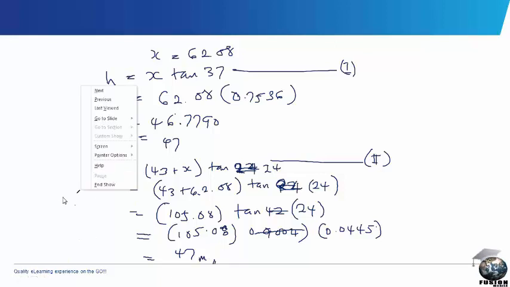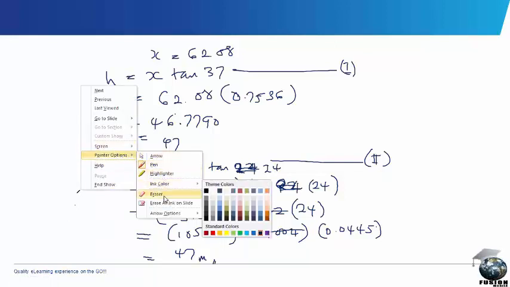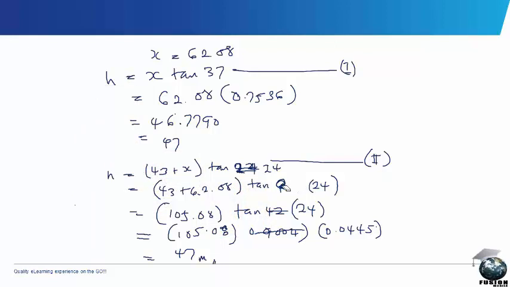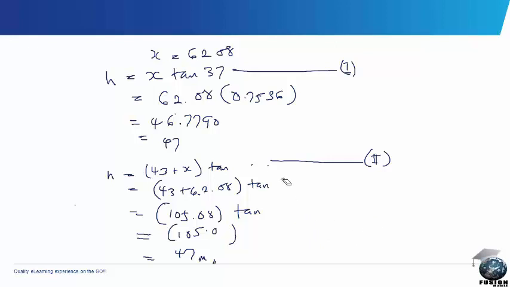Don't worry, I'll make your work look neater. Let me use my eraser. So we'll include 24 and its tan value. This is fine. So this is tan 1024, and then we have 0.4452. Do your multiplications, and you have that value there.